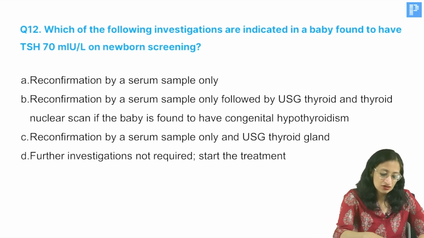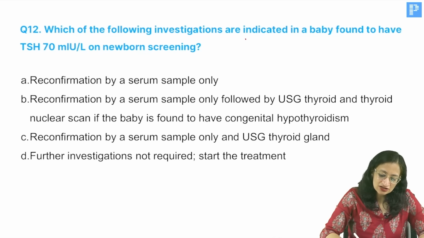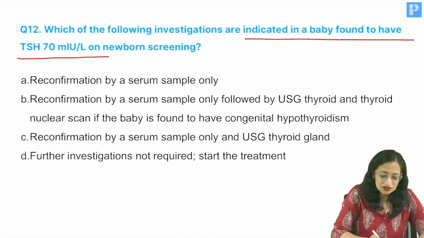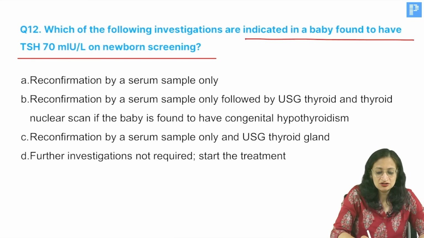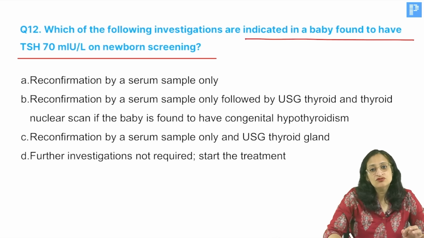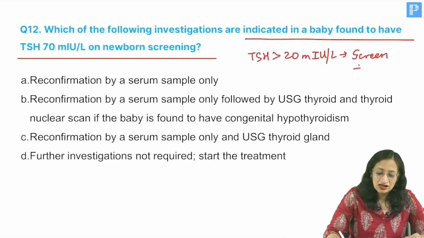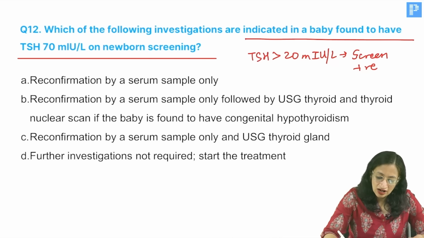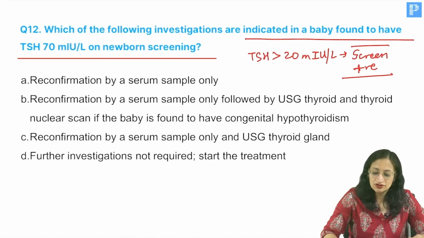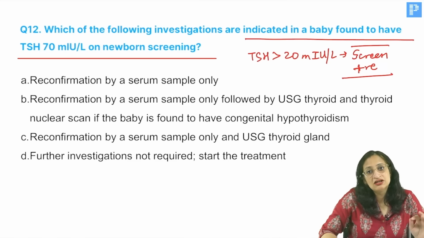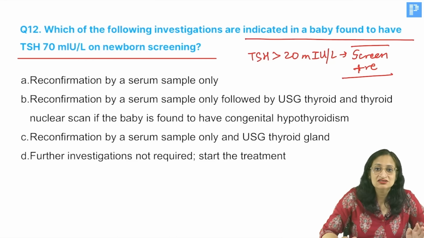Moving ahead, which of the following investigations are indicated in a baby found to have a TSH of 70 milli-international units per liter on newborn screening? We do newborn screening for congenital hypothyroidism, and a TSH more than 20 milli-international units per liter is said to be screen positive. We can do it either from umbilical cord blood or from a heel prick sample, which has to be taken beyond 48 hours of life to avoid the TSH surge.